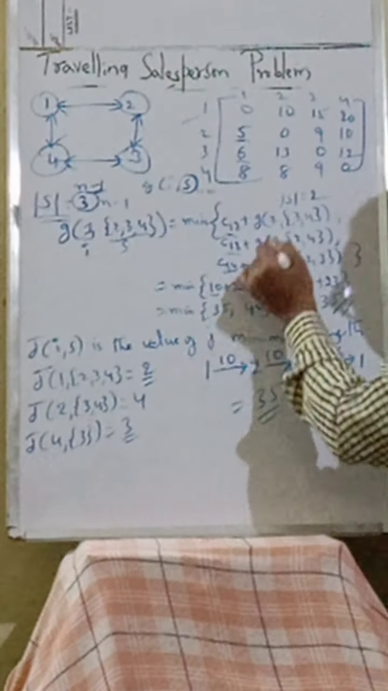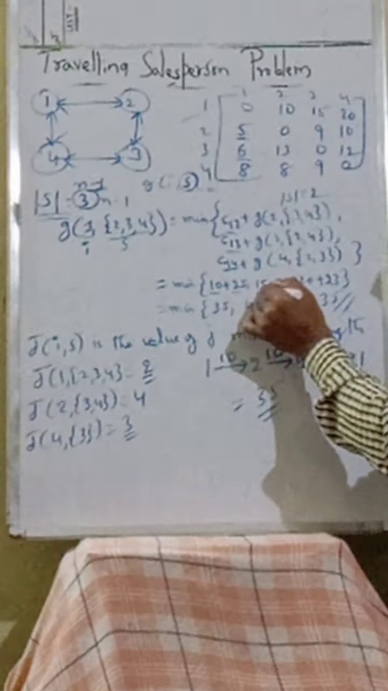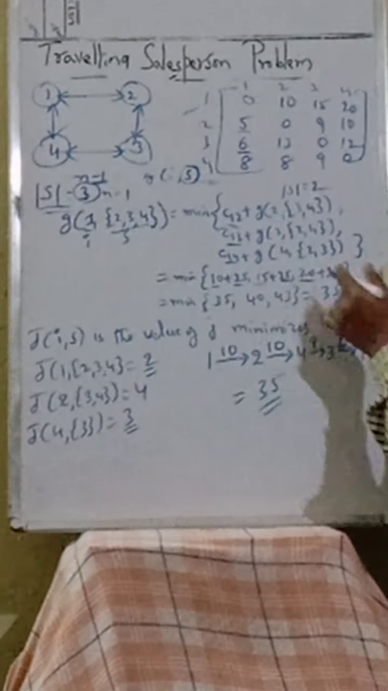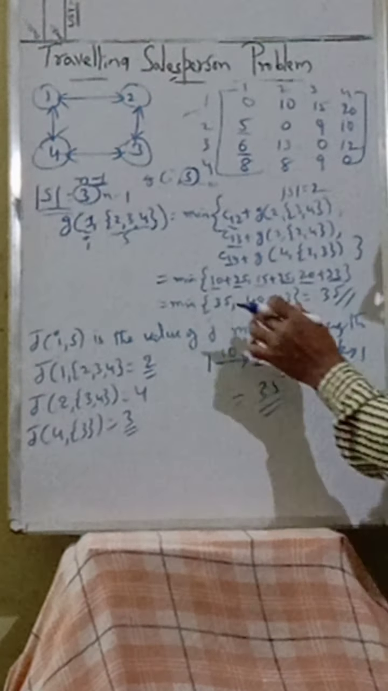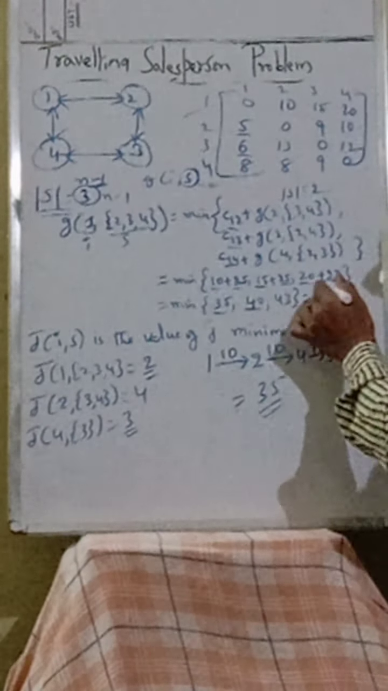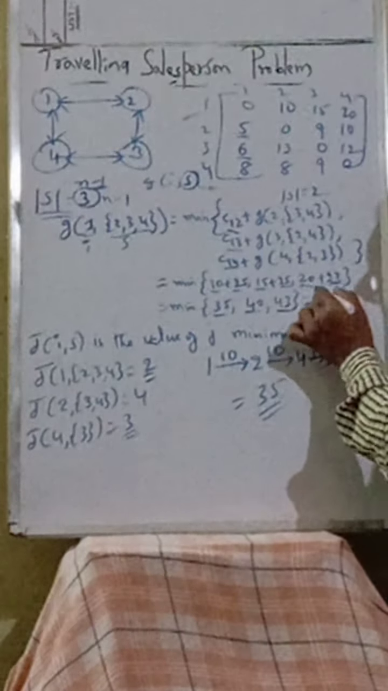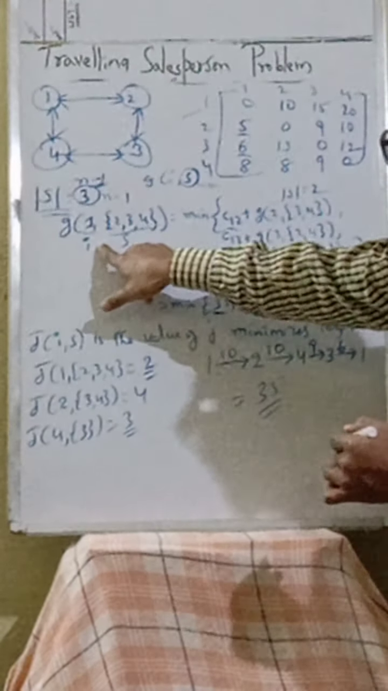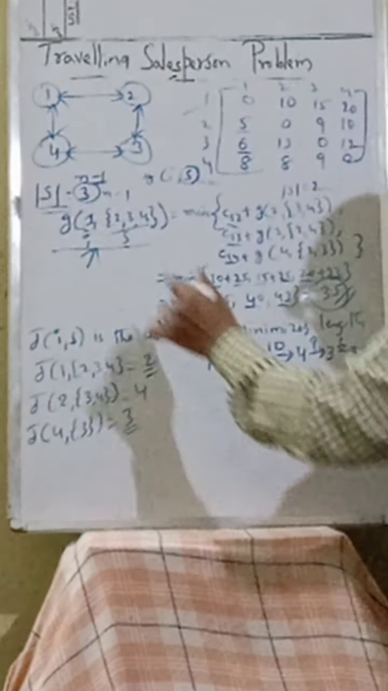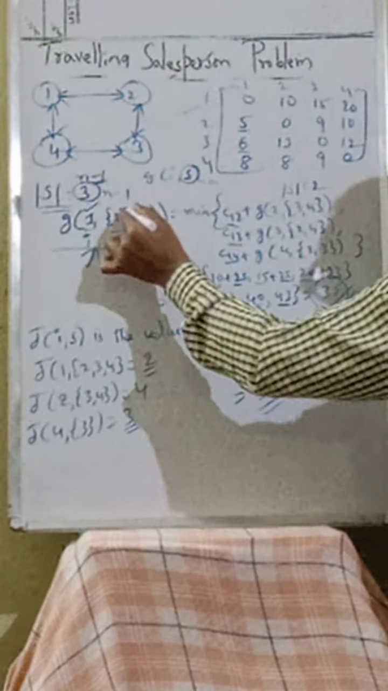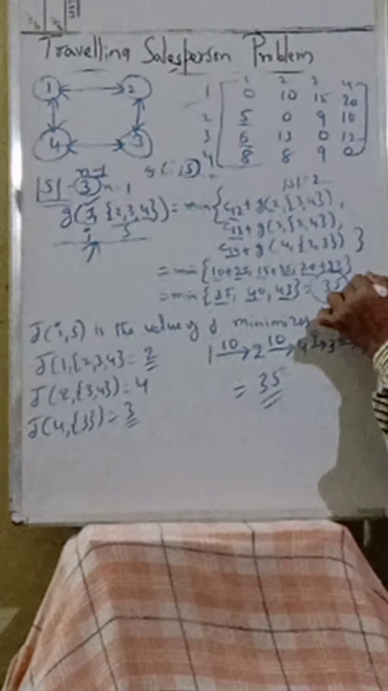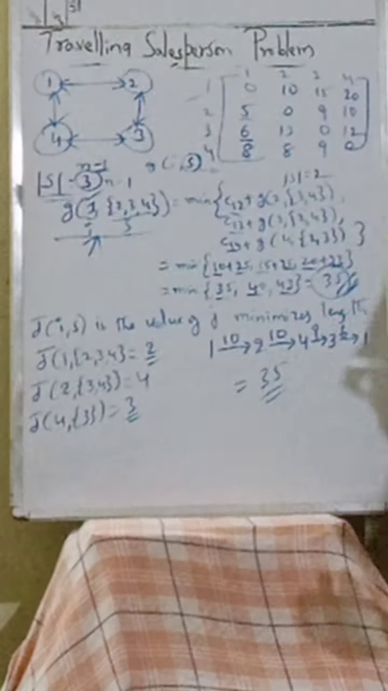So C12 is 10, G of 2 comma {3, 4} is 25. So C13 is 15, G of 3 comma {2, 4} is 25. So C14 is 20, G of 4 comma {2, 3} is 23. So now add: 10 plus 25 is 35, 15 plus 25 is 40, 20 plus 23 is 43. Then which is minimum? 35 is minimum. So whatever the value you get at this particular equation, because this is the final equation, because we are starting with i as 1 and we are taking all the remaining nodes as set elements. Now this is the final calculation. Then whatever the value you get, that value is treated as the optimal path cost.